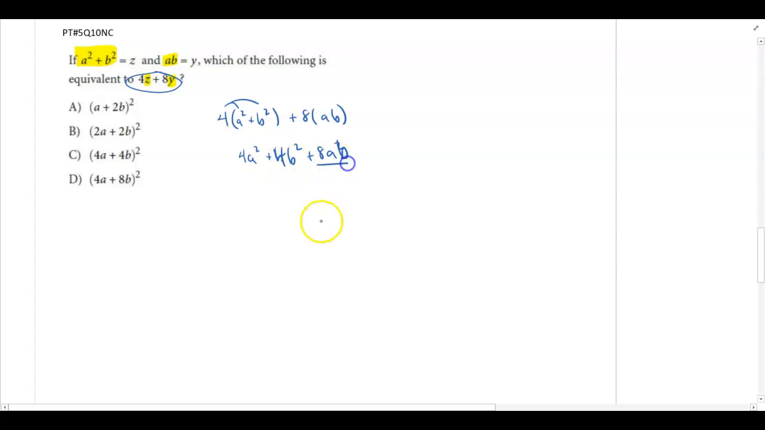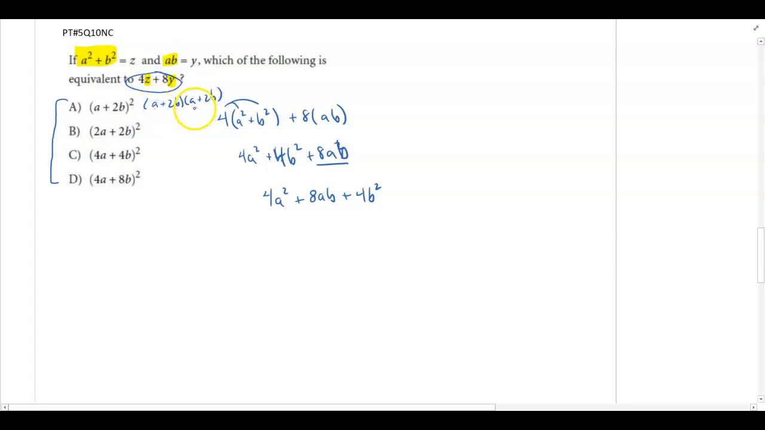Now, I'm going to rewrite this with 8ab in the middle, so that's 4a squared plus 8ab plus 4b squared. Now, if you look at my answer choices, right, none of them look like what I just got. There are 2 ways to go about this. One, you could take all of these and just quickly FOIL them out.